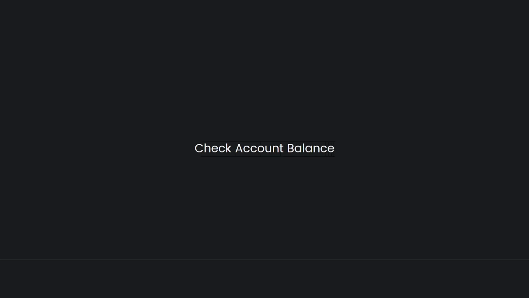Now, check account balance. Ensure that you have sufficient funds in your bank account or linked debit card to cover the transaction. If your account balance is low or insufficient, you may need to add funds or use an alternative payment method.